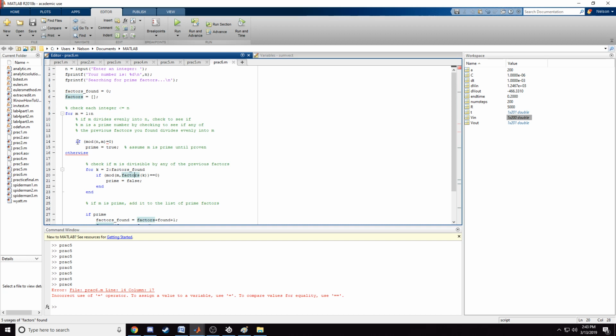So here's line 14. Okay, so what comes after an if statement? Generally it should be a double equal sign, right? This is a logical check. So for m is equal to 1 to n, so n is my number, if the mod of n and m is equal to 0, it's prime. So what does that do? It's saying, okay, if we ever divide these numbers and it's equal to 0, prime is true. Assume m is prime until proven otherwise. Oh, this is really weird.